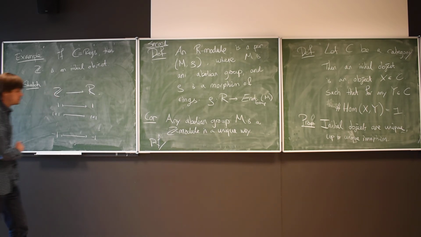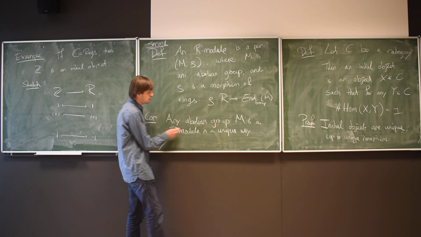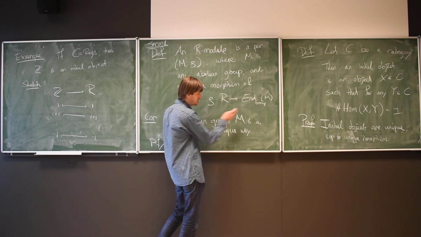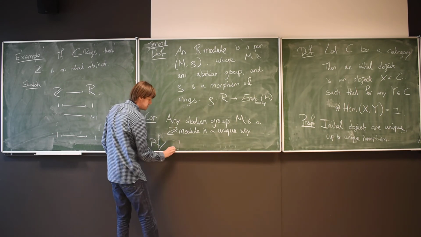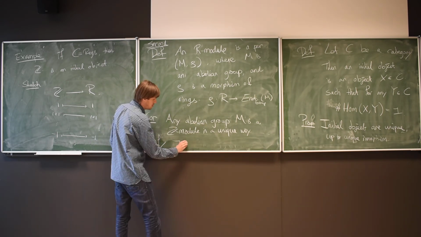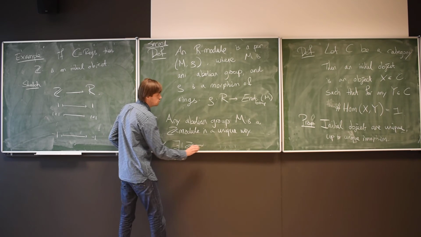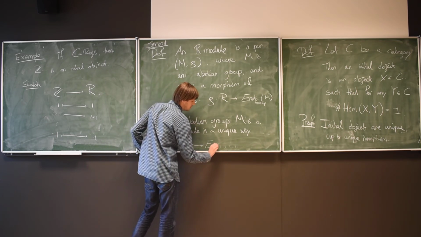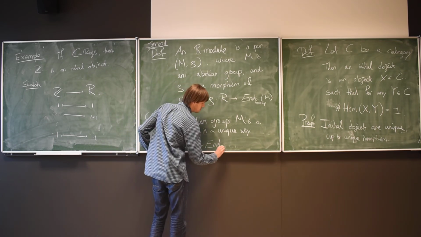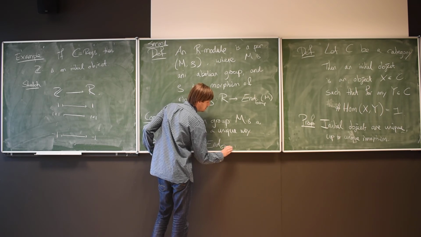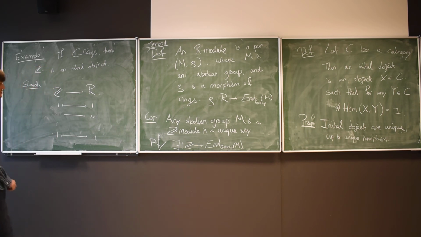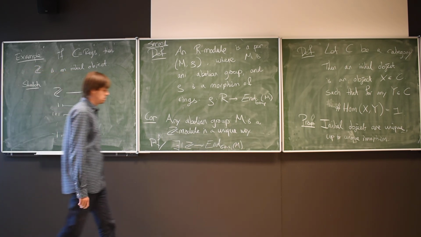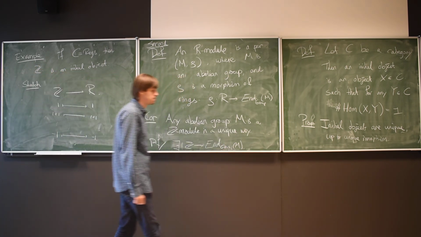So now coming back to the corollary, I know that Z is an initial object. This thing is some ring, so I know that there exists some unique map from Z to the endomorphism algebra of M. So that gives M the unique structure of a Z module.